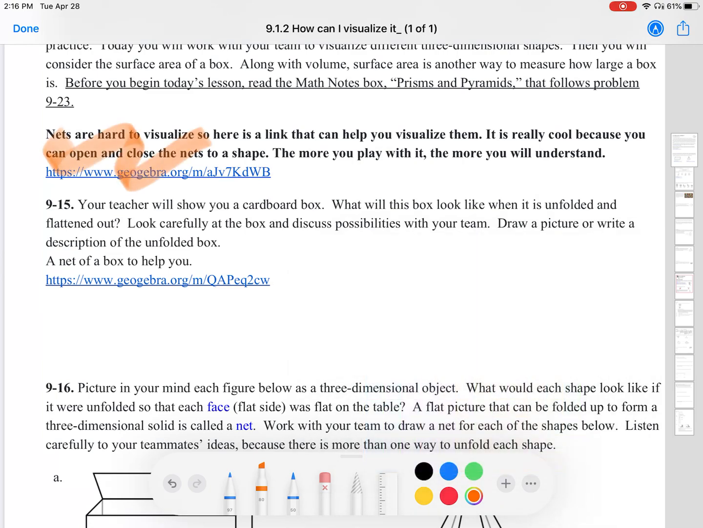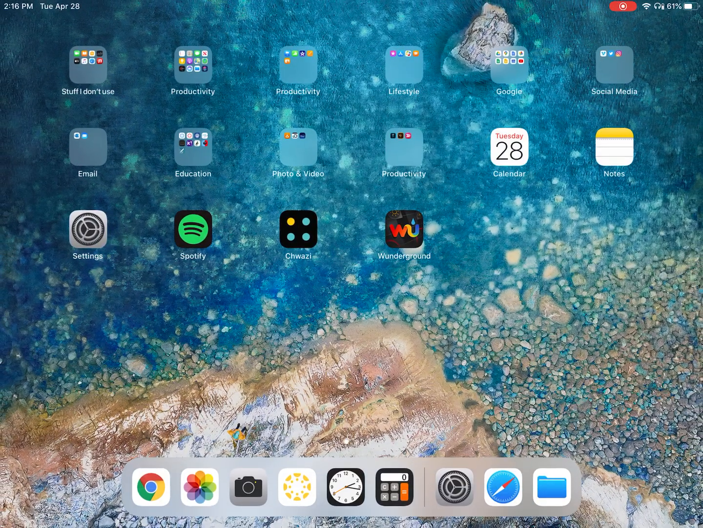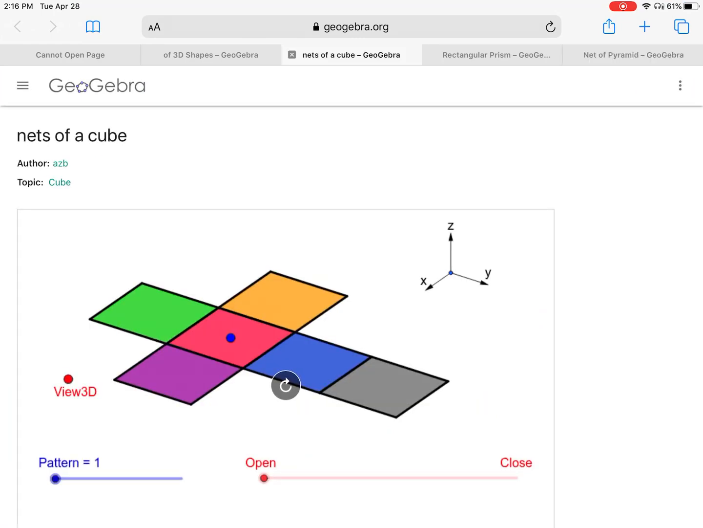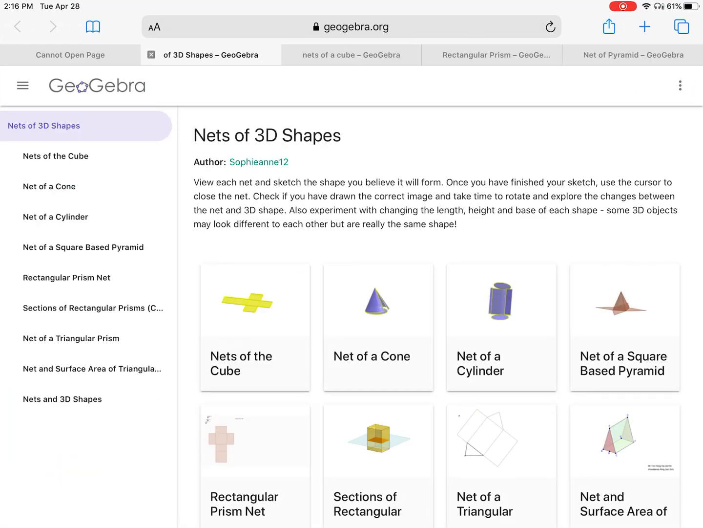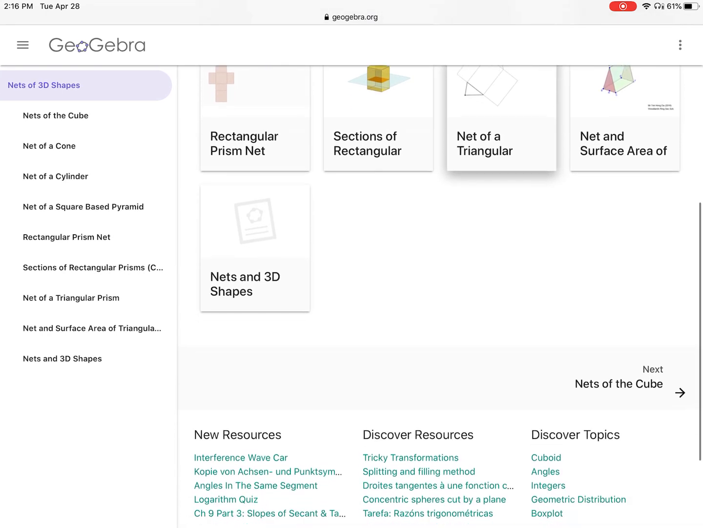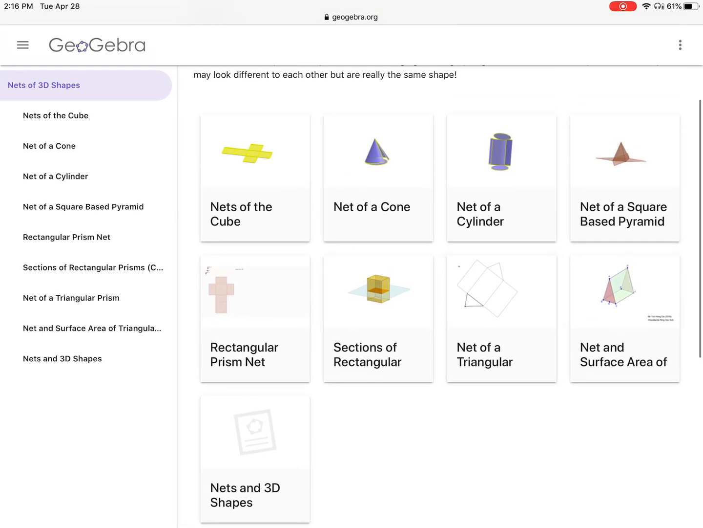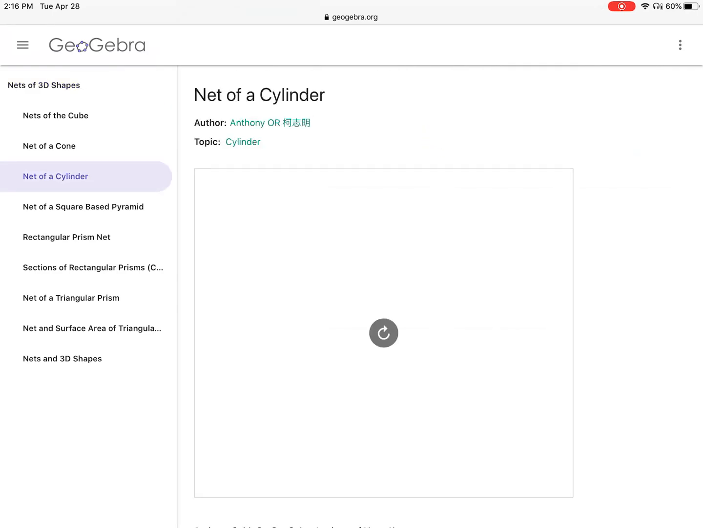I added this part right in here, and nets are sometimes really hard to visualize. So I found that link and I shared that link with you. And that very first link that I shared with you is, I take that back, it's this one. And these are nets of shapes, and they could be really helpful for you as far as your ability to visualize stuff. We're not going to do nets of a cylinder, but how about I grab that and show you what that looks like?